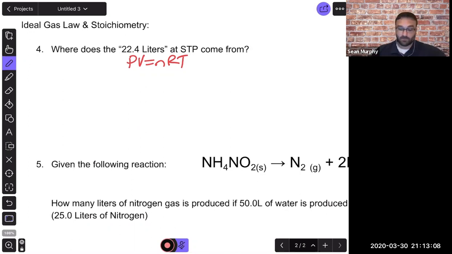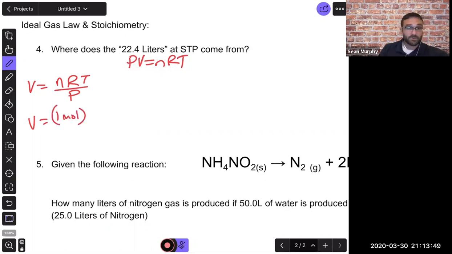Liters is volume, so let's rearrange the formula. For volume, we need to get rid of P, and the only way to get rid of it if it's on opposite sides of the equal sign is to crisscross applesauce. So we're going to have nRT divided by P. Let's get our volume out. If we just say 1 mole, because 1 mole of any gas at STP is 22.4, but let's figure out what that is. So 1 mole.